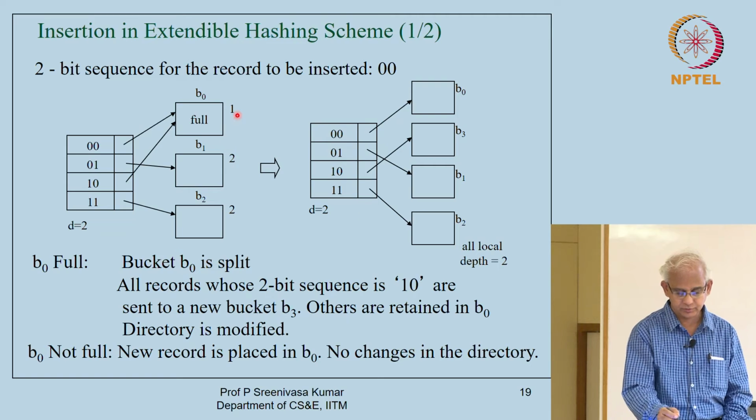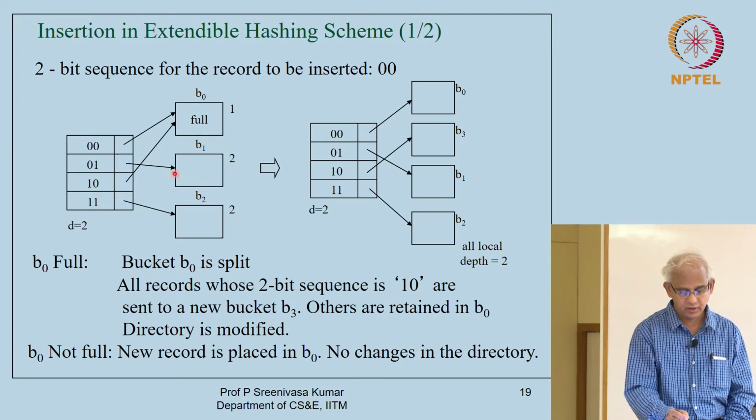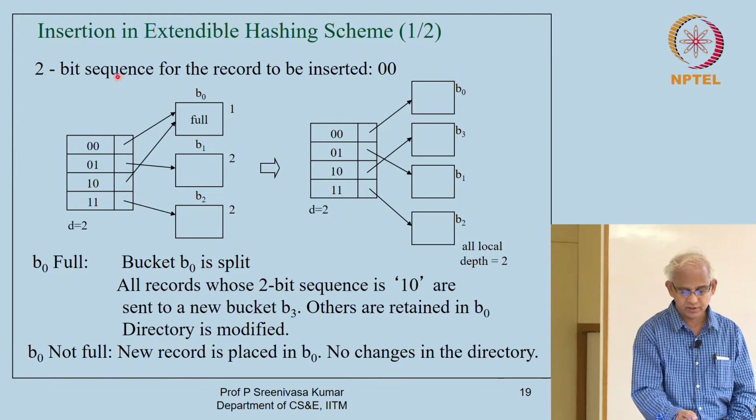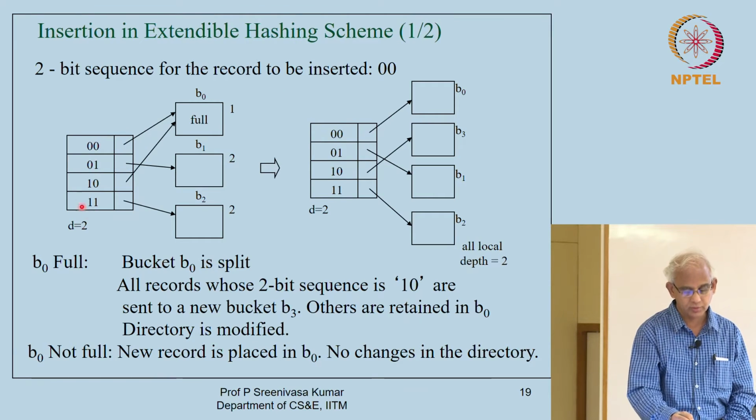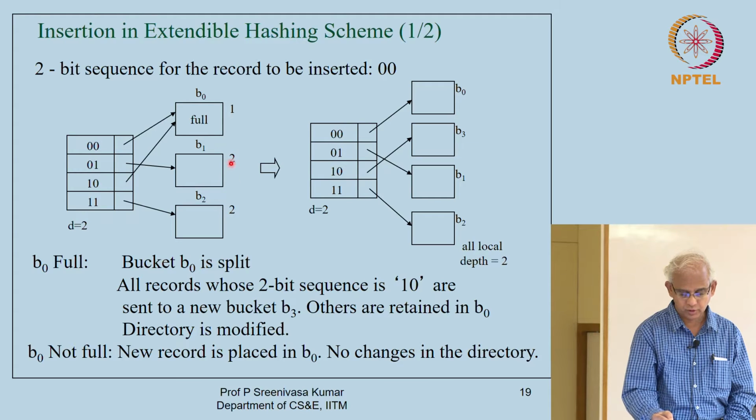Let me take a toy situation here, where we are using a 2-bit sequence for the records, so we have a global depth of just 2. Global depth is 2, and let us say we have 2 of these entries mapping to this bucket, and this is pointing to this bucket, and here is another one. Both of these 2 entries have local depth equal to the global depth, whereas this one has local depth 1 less than the global depth.